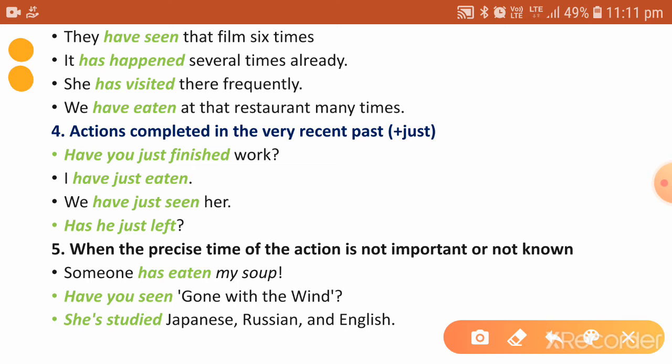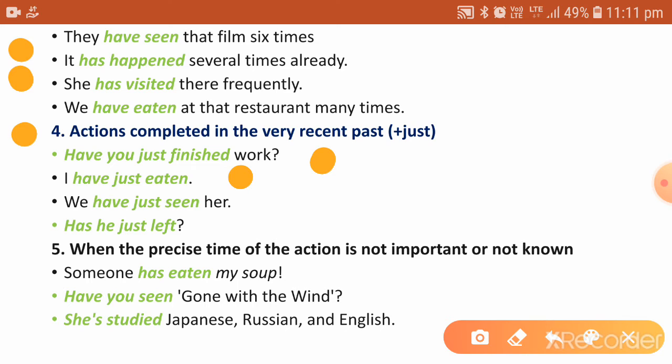Next, fourth, actions completed in the very recent past. Yes, students, it means actions have been completed just. Yes, we can use "just" here. Have you just finished your work? I have just eaten. It means I have completed my task just before this point of time.